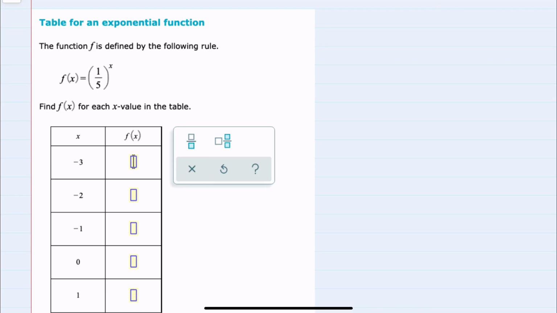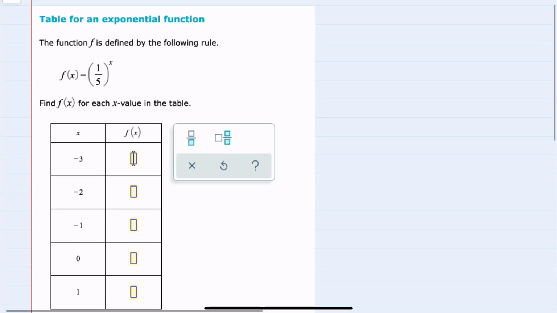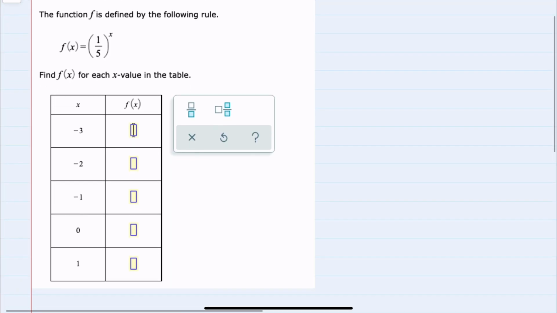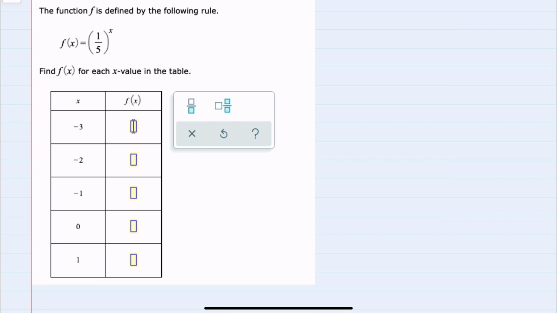In this video, I'll be helping you with the ALEKS problem type called table for an exponential function. We're given the function f of x equals 1/5 to the x power, and we're asked to find the value of f of x at 5 different x values. And while we will find all of those, I like to start with our 0 value, looking at f of 0, substituting in a 0 for x.